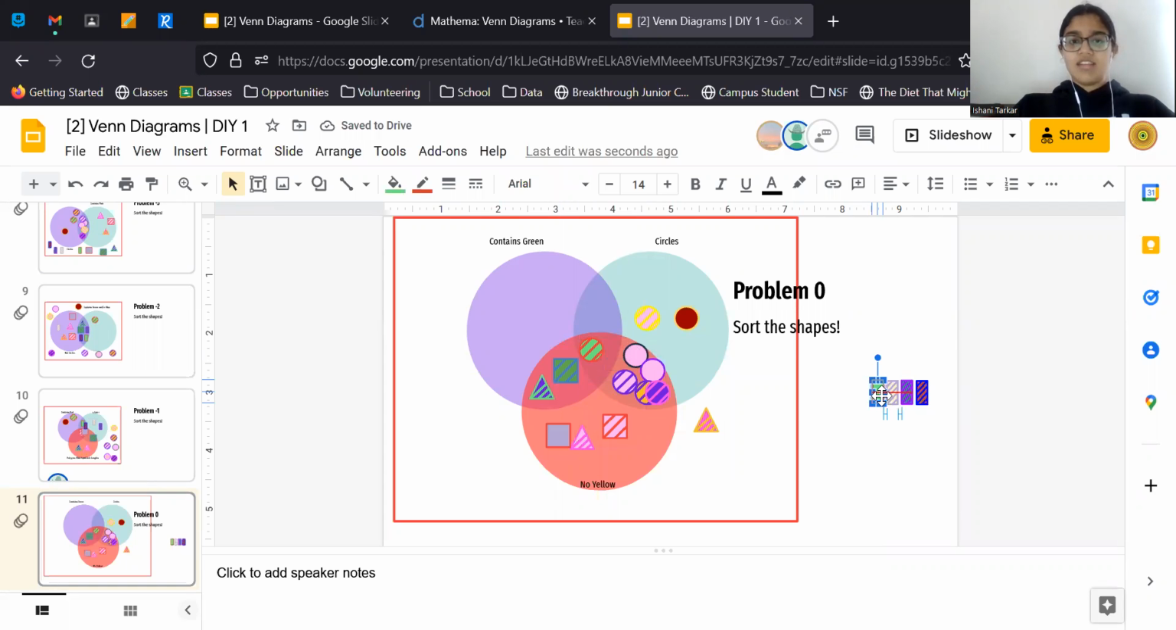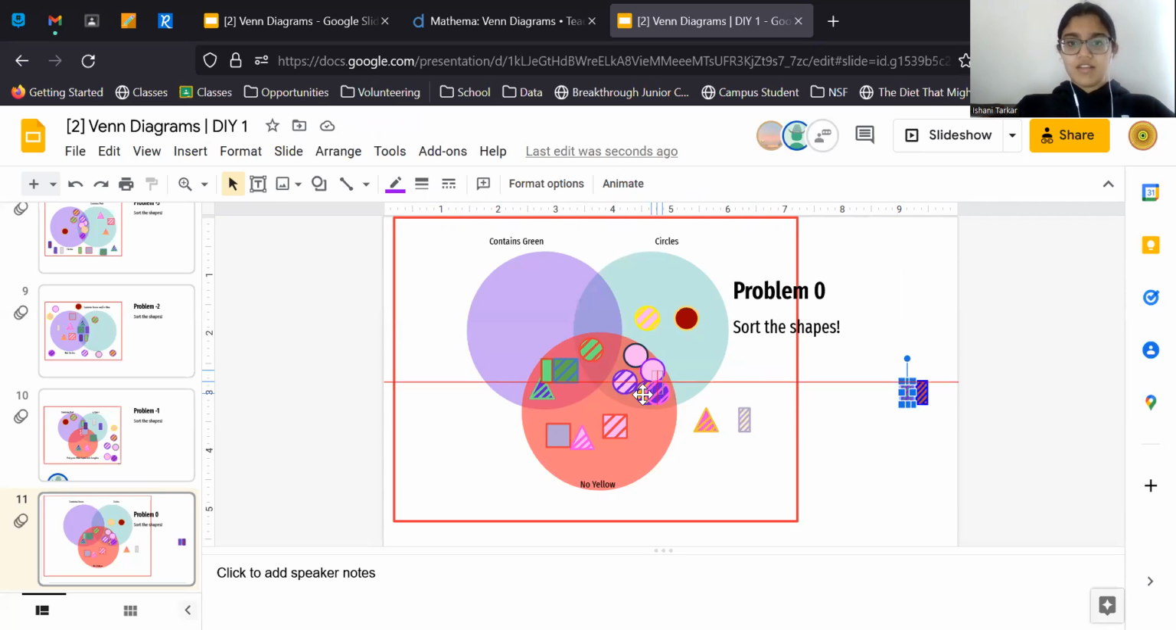So we're just continuing. So this goes like here. This does not contain green, and it contains yellow. So it goes here. This contains green and no yellow and is not a circle. So it goes here. And then lastly, we have this one that does not contain green, does not contain yellow, and isn't a circle. So it goes there.